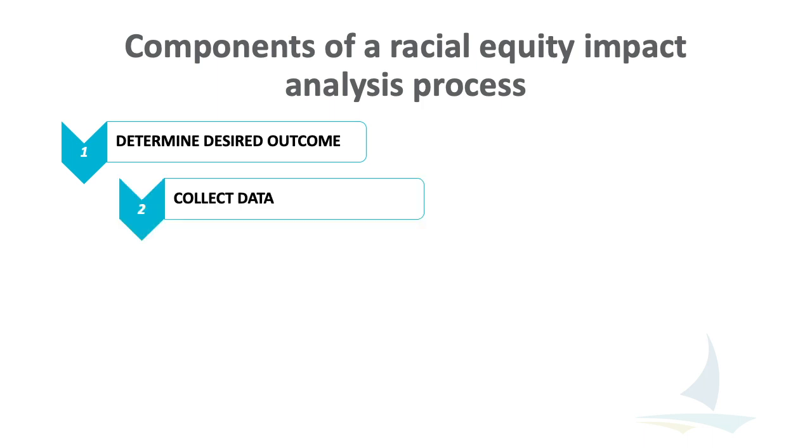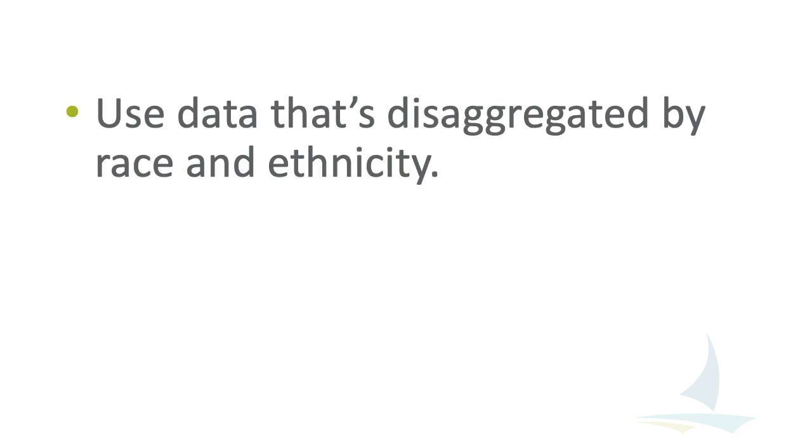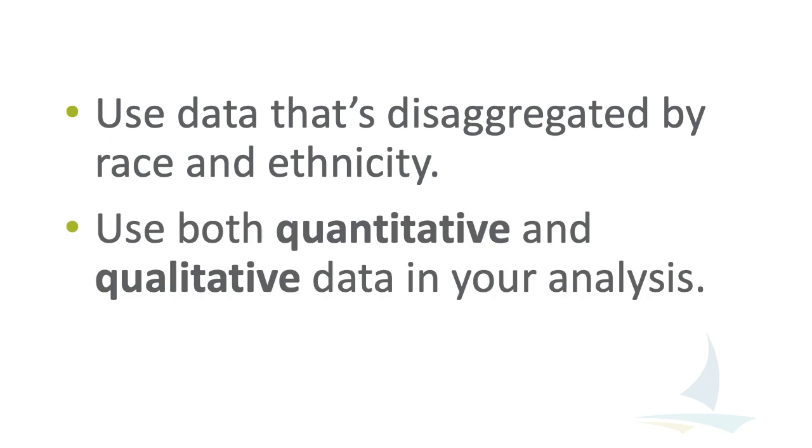Next, you want to identify available data. It is important to use racially disaggregated data. This is data that is separated and sorted by race or ethnic group. Whether it's the demographics of a particular neighborhood, specific programming, or organizational results, using and applying racially disaggregated data will identify those who will be most impacted by a decision or outcome. Be sure to use quantitative and qualitative data.